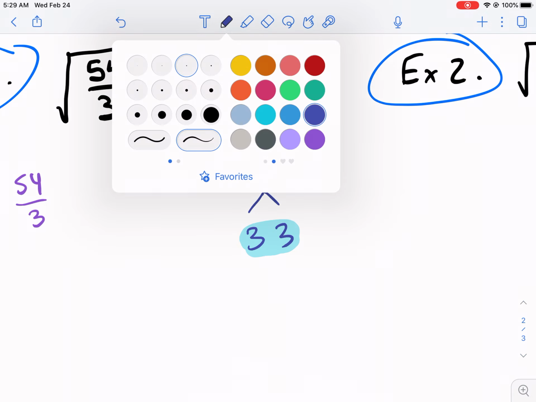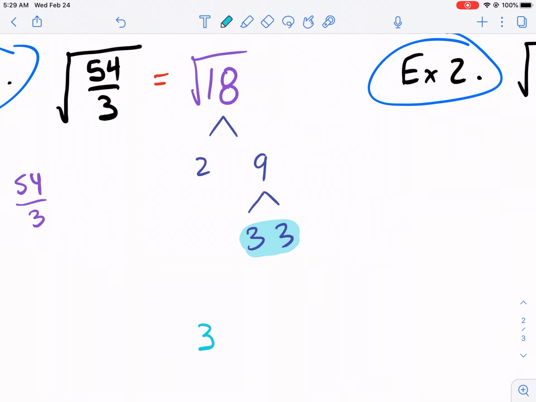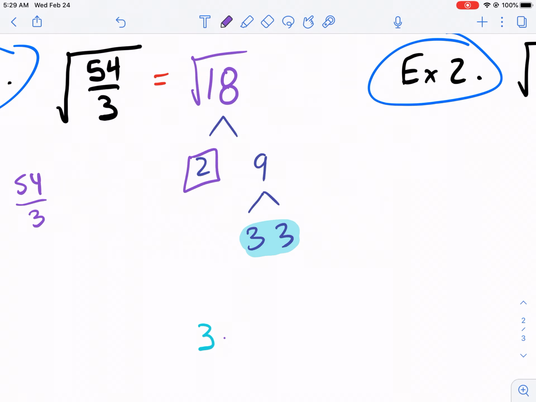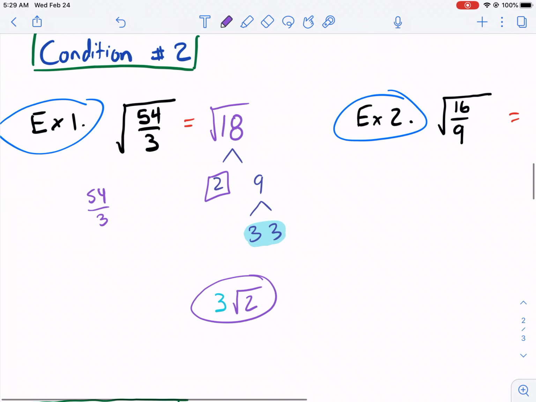In order to leave the house, you have to have a date. So you get 1, 3 comes out, and then this 2 gets boxed because he has to stay home. He doesn't have a date. So he stays home, and there you go. 3 radical 2 is going to be the answer there.